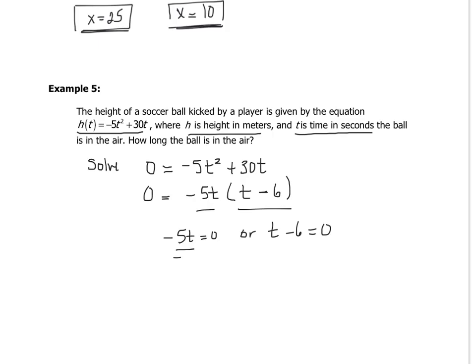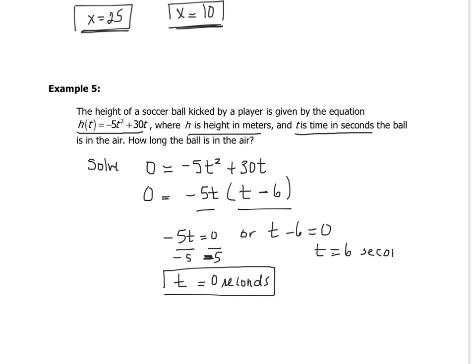And if you solve this, you're going to get t equals 0 seconds, or t equals 6 seconds. And that kind of makes sense because the ball would more than likely be on the ground, get kicked up into the air, and come back down again. So it should be at the time 0 when you start, and it would take 6 seconds before it hits the ground again.